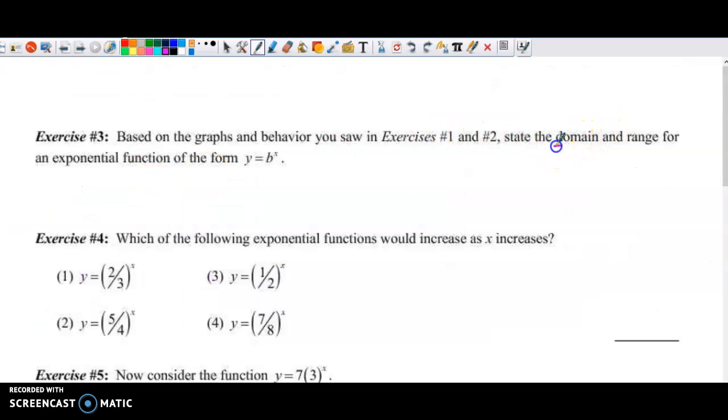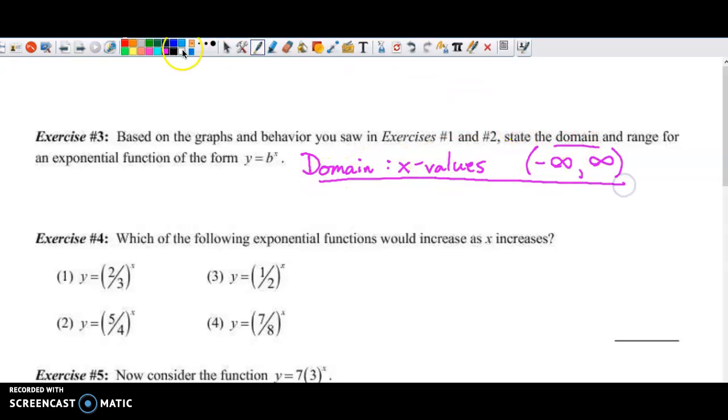Now, the next question is asking for the domain and range. Just a reminder that the domain are the x values. And you probably noticed, I hope you noticed, that x could have been anything, positives, negatives, or 0. And so in interval notation, I like to write it as this, negative infinity to infinity. That's the domain. Maybe off to the side, I'll write down all reals.